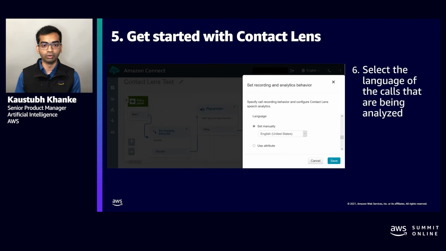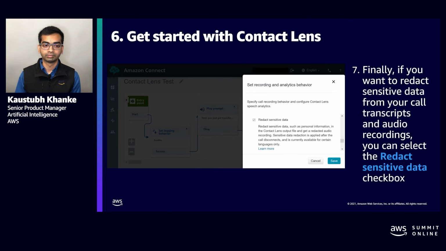Once you've selected the mode, the next step is to select the language of the calls that are being analyzed. Languages that are supported include English, Spanish, French, German, Arabic, Hindi, and many more. After selecting the language, the final step is to determine if you want to redact sensitive data from your call transcripts and audio recordings. If you want to do that, you can select the Redact Sensitive Data checkbox. And that's it. You are now ready to use Contact Lens in your contact center.